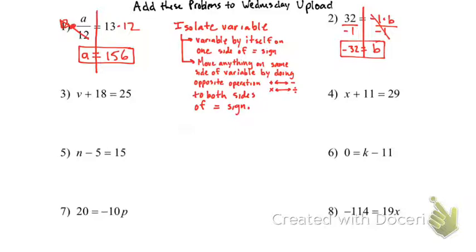I'm going to put my line in. My variable is on the left side of the equal sign, which means I have to get rid of the numbers with it. I have to get rid of 18. What is 18 doing? 18 is adding. The opposite of addition is subtraction. So I'm going to subtract 18 from both sides. And we're left with v equals 17.